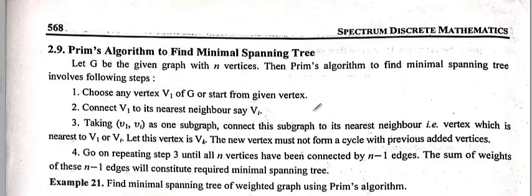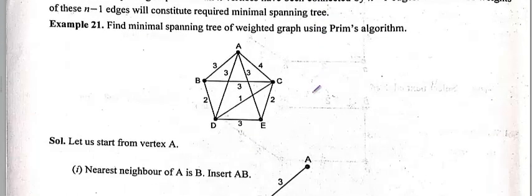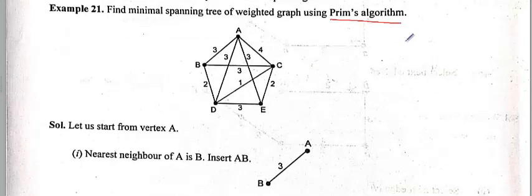So the next algorithm to find the minimal spanning tree is Prim's algorithm. It is also a very useful algorithm, and it is better to explain the algorithm by example. So what is the algorithm? Let us suppose the same example that we discussed with the previous algorithm. So we are going to use Prim's algorithm here. So what is the process?